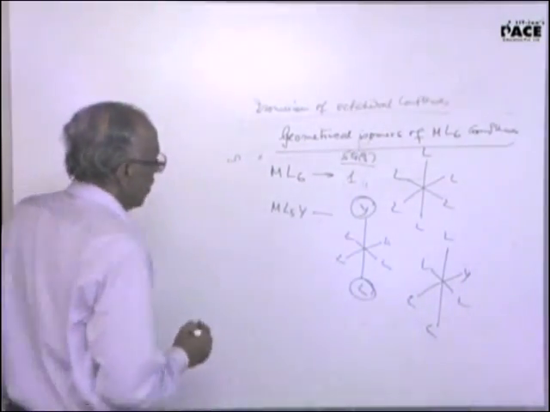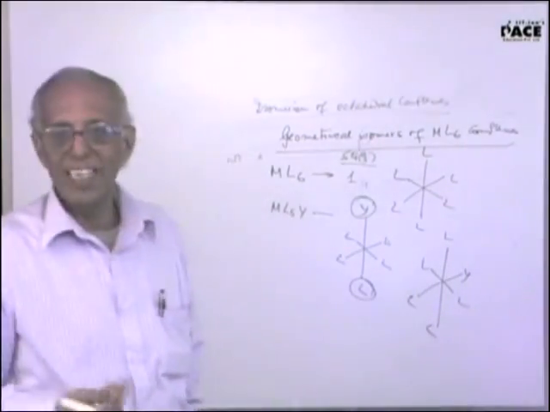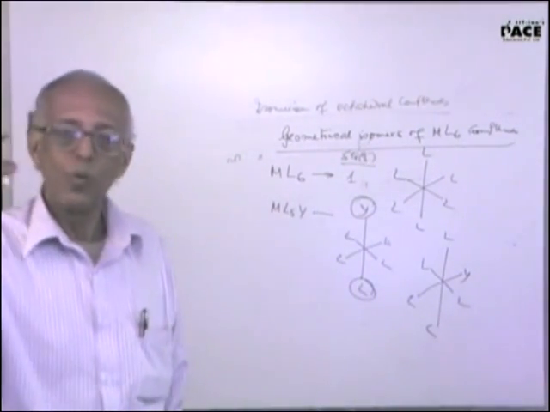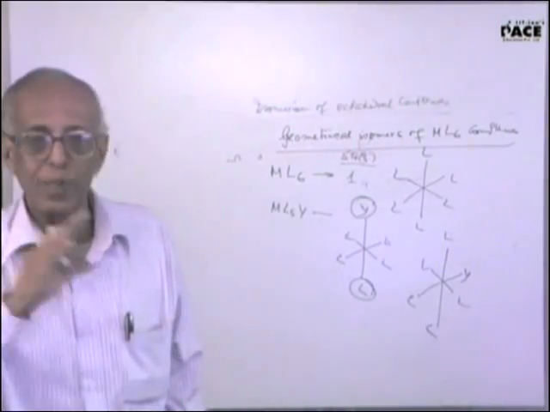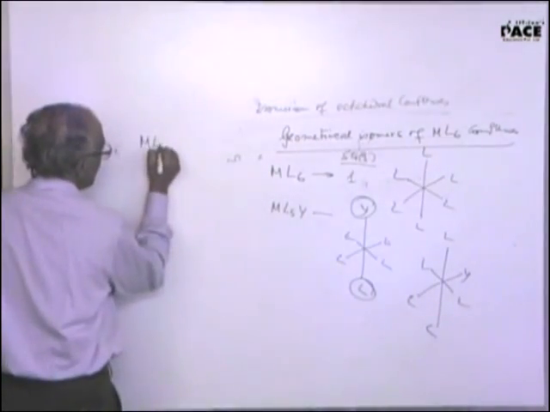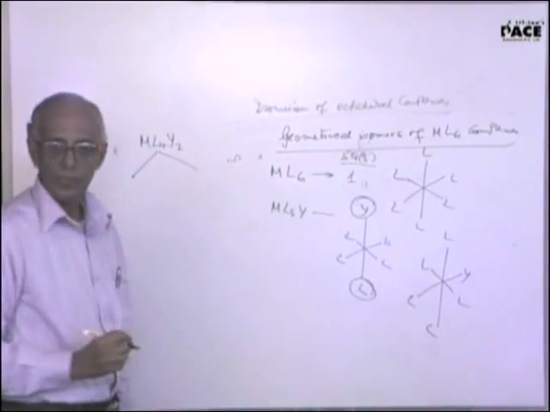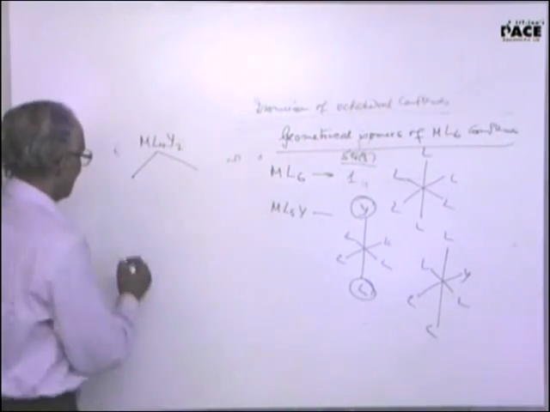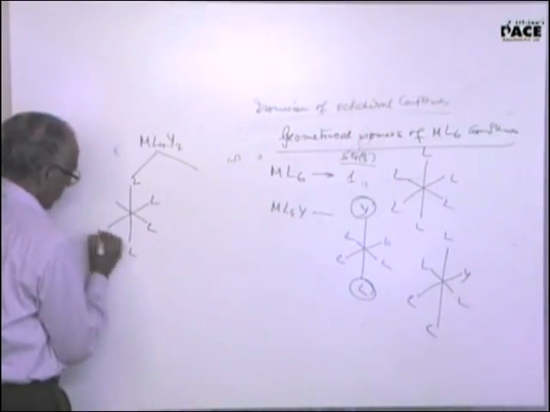So there could be only one combination possible, where Y will be opposite to L and the remaining L will be opposite to itself. Now ML4Y2. One Y diametrically opposite, and the other at 90 degrees.